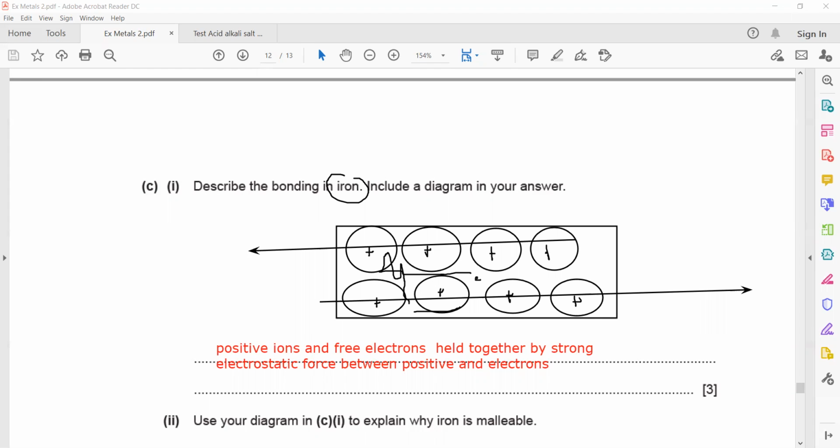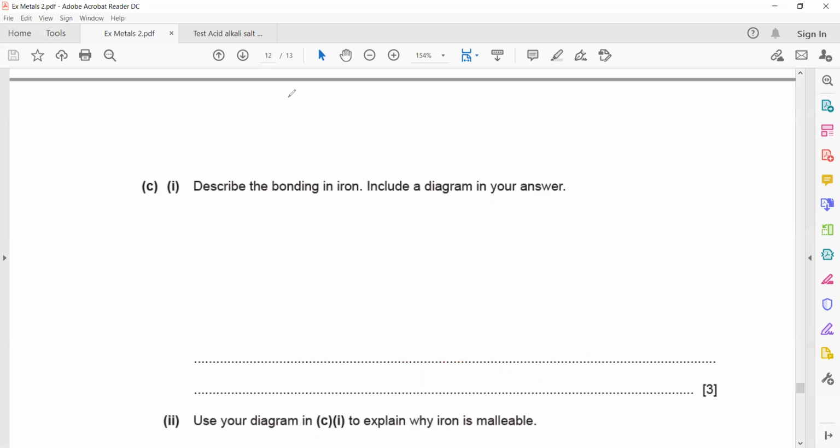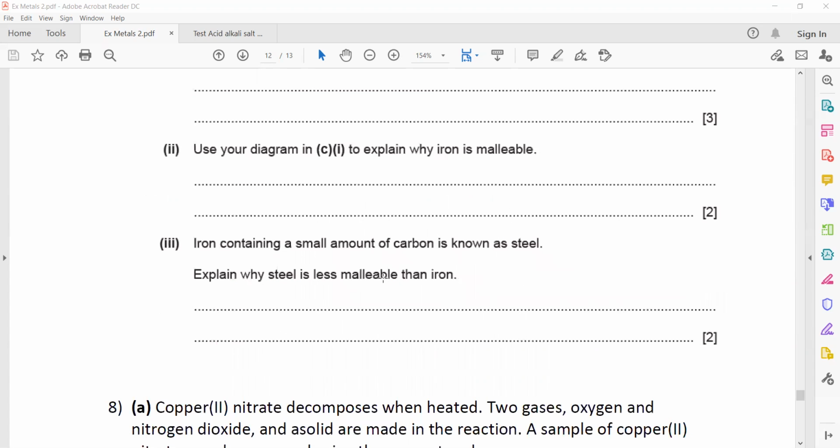If there is an alloy, meaning a mixture of metals, it contains different size atoms which increase the friction between the surfaces, between the layers. So layers cannot slide over each other due to the presence of impurity. It reduces the malleability. That's why pure metals are more malleable as compared to alloys. Then iron containing a small amount of carbon is known as steel. Why is steel less malleable than iron? It's the same reason, the particles have different sizes, so the layers cannot slide over each other. That's why the malleability changes.